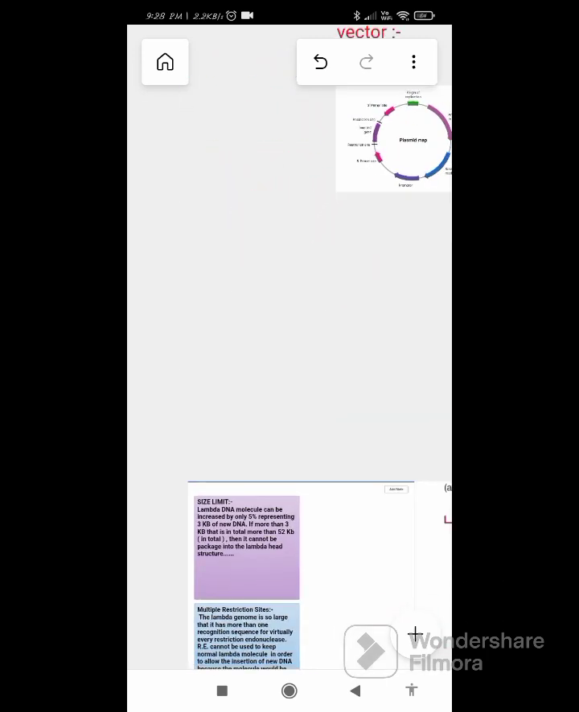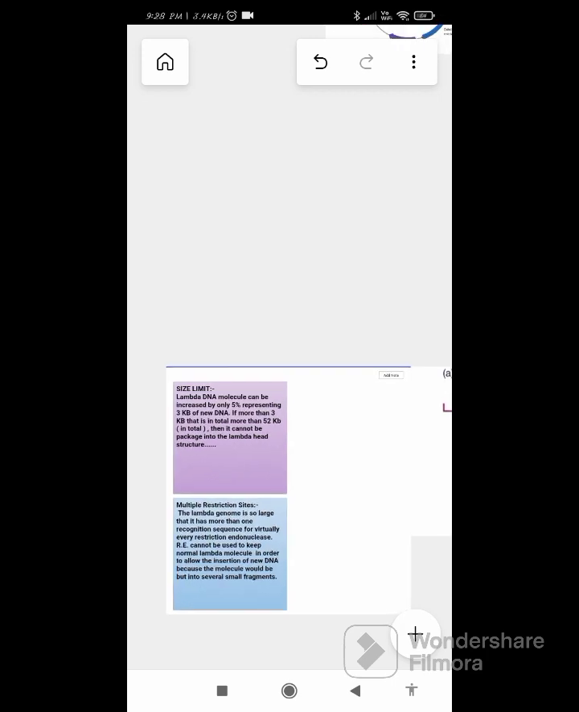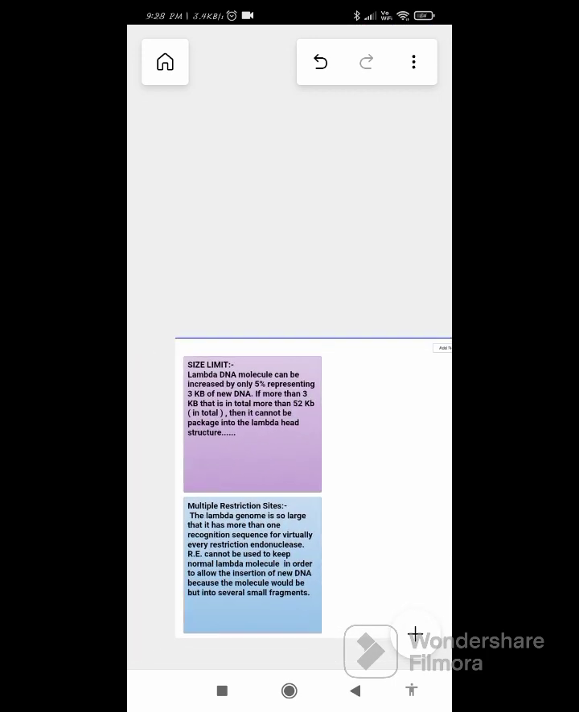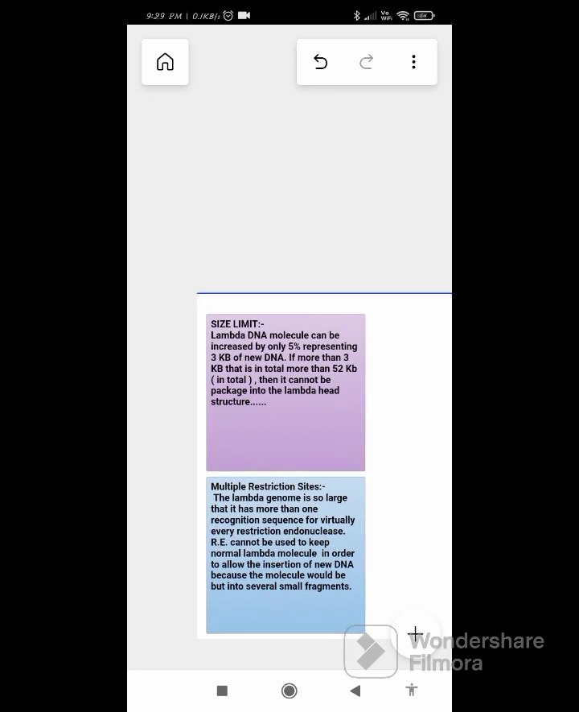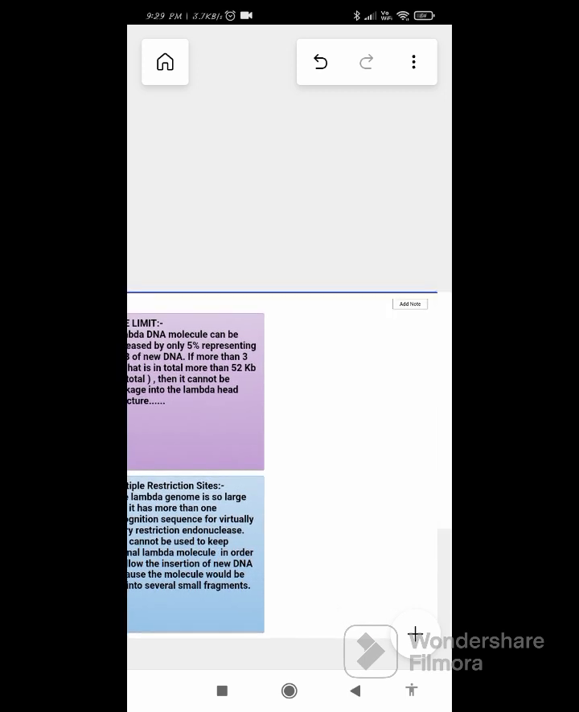Before talking about lambda based cloning vector, there were two problems that had to be solved. First was the size limit. As we know, the lambda DNA molecule can be increased in size by only 5%, representing the addition of only 3 kilobase pair of new DNA. If more than 3 kilobase pair of new DNA is added, that is more than 52 kilobase pair in total, then it cannot be packaged into the lambda head structure. So this limits the size of the DNA that can be inserted into an unmodified lambda vector.